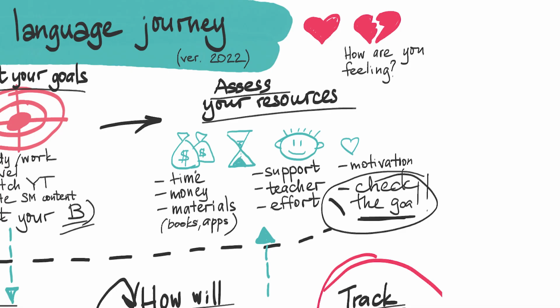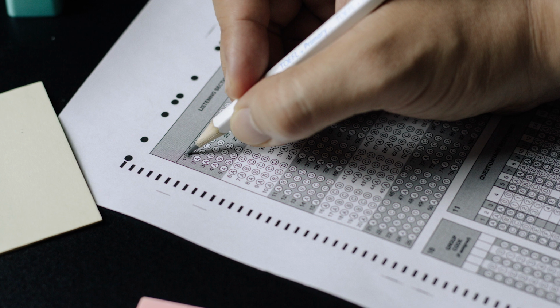After you've done that, after you've analyzed your resources, check back with your goal. What you might find is that if you don't have many resources available to you, maybe your goal is not really realistic for the particular time that you set it for. Maybe if you don't have any teacher or any money to hire a teacher, or if you don't have time to study, maybe getting a certain grade at an IELTS exam or a TOEFL exam, maybe it's not a realistic goal.